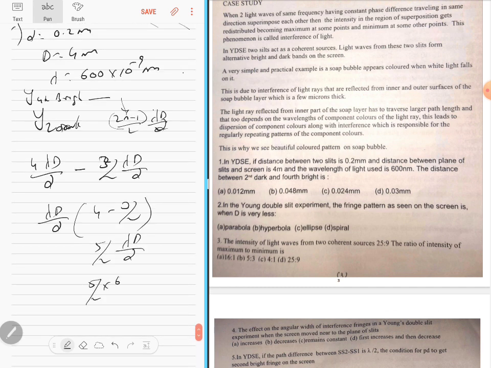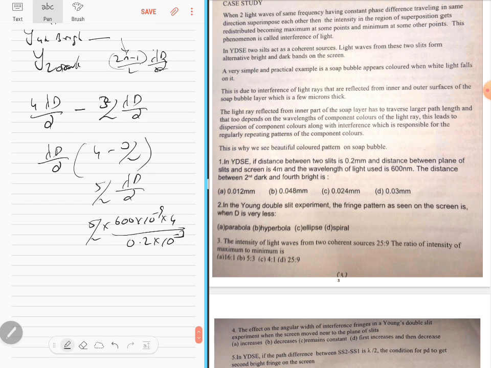5 by 2 into 600 into 10 to the power minus 9 into capital D by small d, 0.2 millimeter, which is into 10 to the power minus 3 meters. So you should cancel this out and get your answer. Then you can write this as 6000 and this as 2, and this becomes 3000, and the 10 to the power 3 will make it 10 to the power minus 6, and this 10 to the power minus 3 goes up, it will become 10 to the power minus 3, and 5 4s are 20 by 2. This itself can be answered as 10 into 10 to the power minus 3, which is just 10 to the power minus 2.